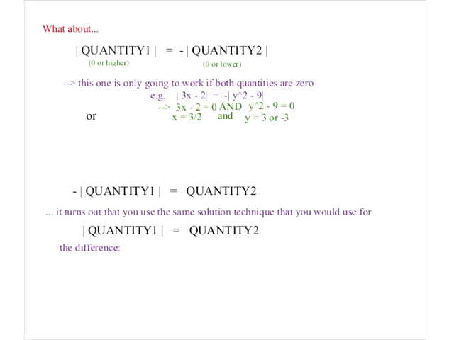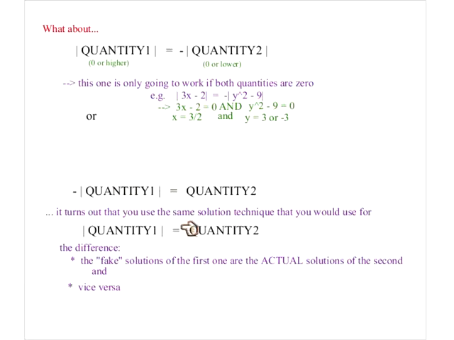The difference: the fake solutions of the first one are the, all caps, actual solutions of the second one. And vice versa. But you would still do the same thing. In other words, you would set up the two equations, one of which would say the opposite of this equals this, and one of them would say this equals this. It's the exact same situation. The only difference is that the fake solutions and real solutions would switch places.